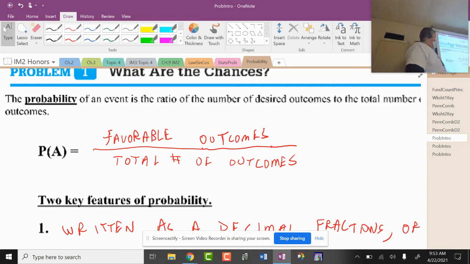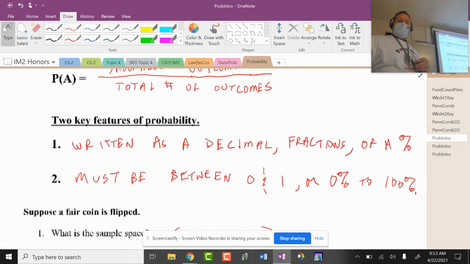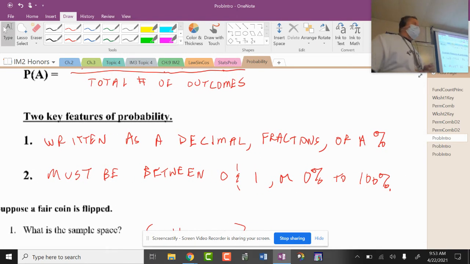So all right, what's the probability of an event? Probability of A is favorable outcomes divided by the total number of possibilities. For the case of the lottery tickets, the ticket you bought winning is a favorable outcome, but you only have one chance if you only buy one ticket. Okay? And then two key features. We talked about this with statistics. The standard normal curve, the area under that curve represents possibilities in percentages or decimals. The area all adds up to 1 or 100%.